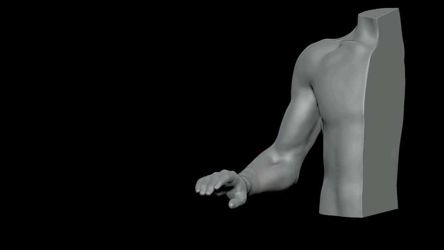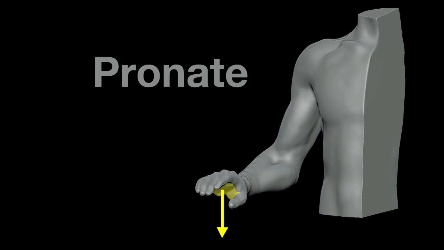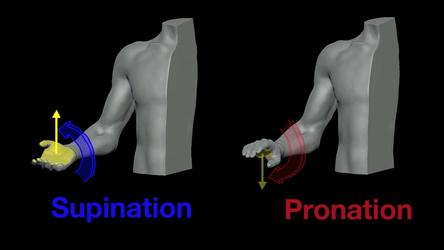Once you know supination, it's easy to know pronation because it's just the opposite. So when your palm is face down, it has been pronated. The act of rotating your palm around in this direction is called pronation. Here's a side-by-side picture of supination and pronation.